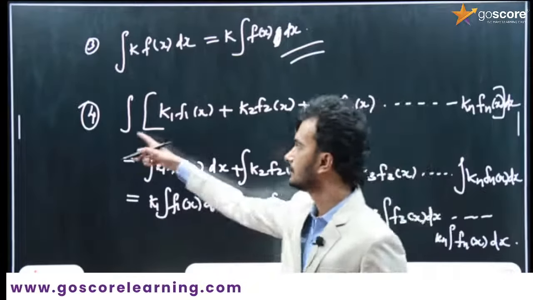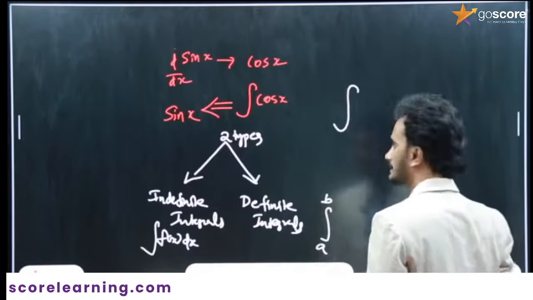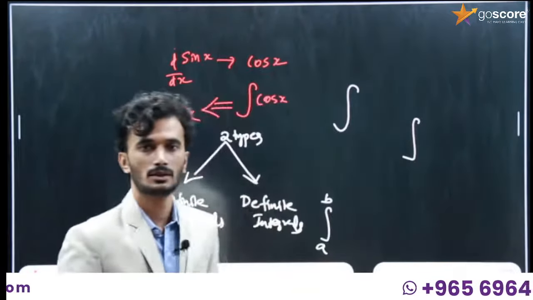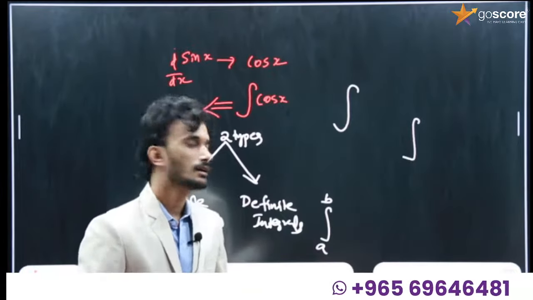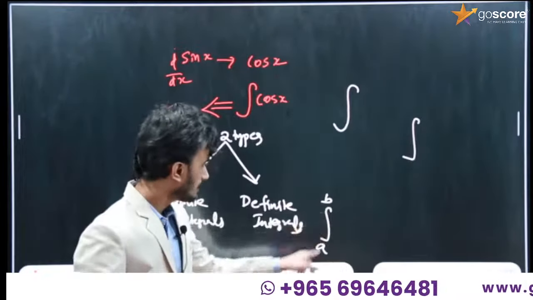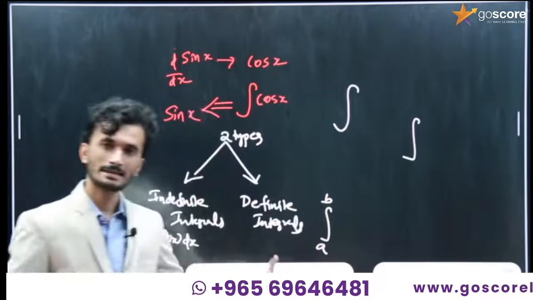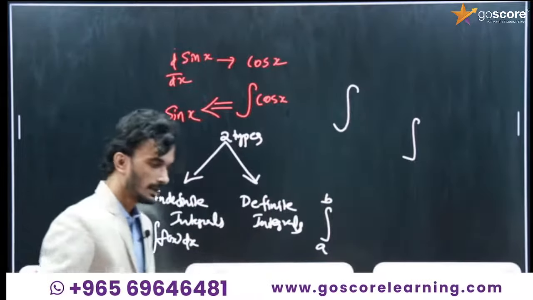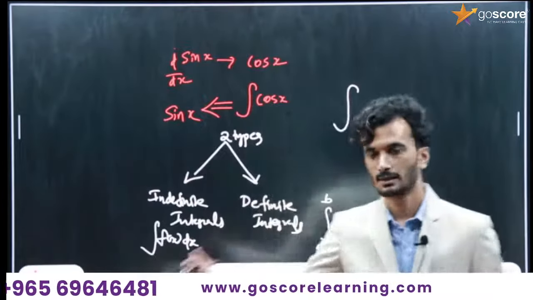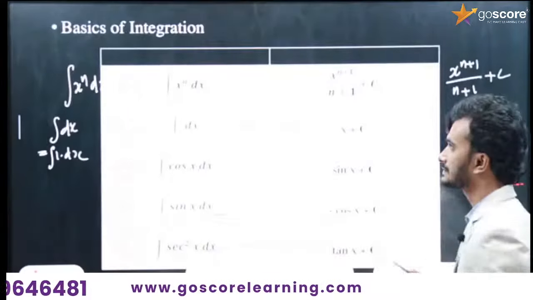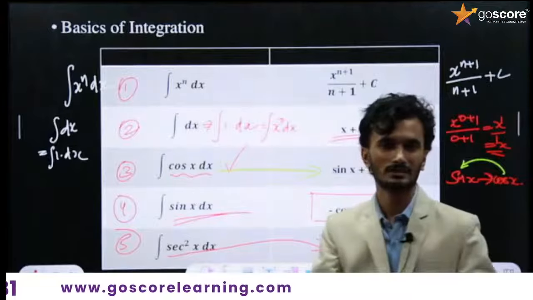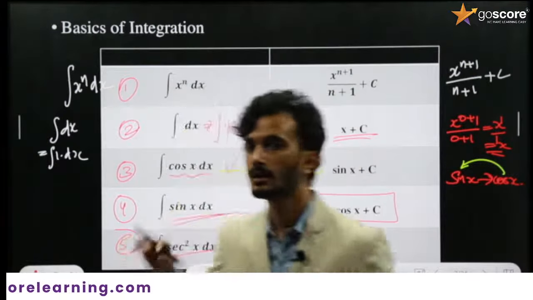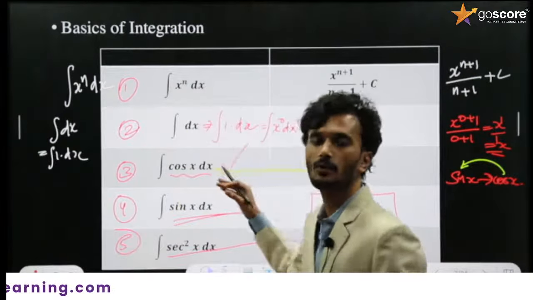Then we can use the fourth property. Then we discussed the two types of integral, definite and indefinite. A definite integral has limits, a lower limit and an upper limit. For an indefinite integral, there is no limit, we just integrate the function. Then we discussed the basics of integration, that is, formulas. This is very important. You must study all the integration formulas by heart.